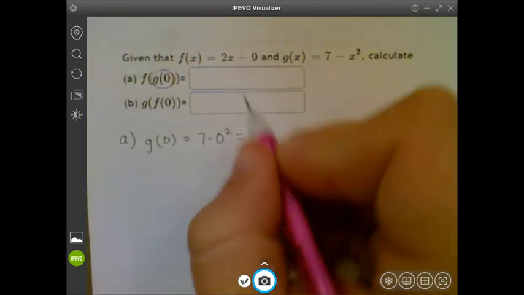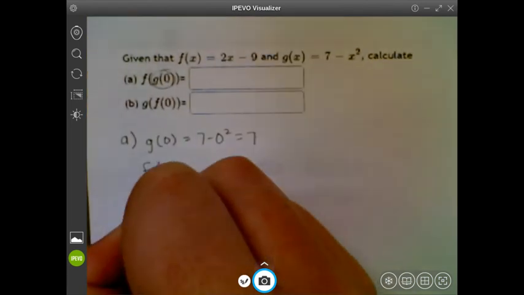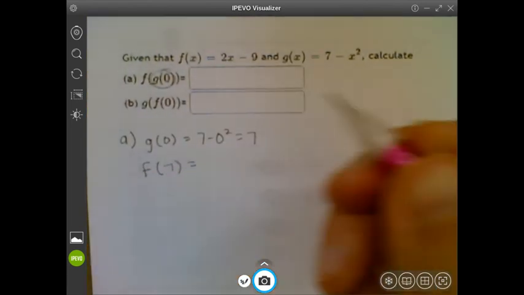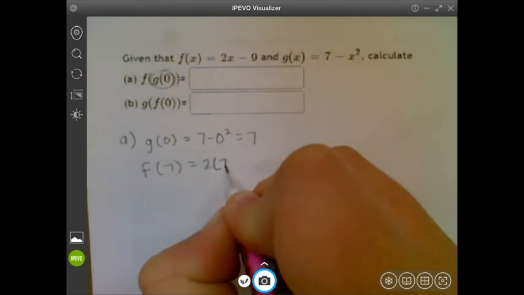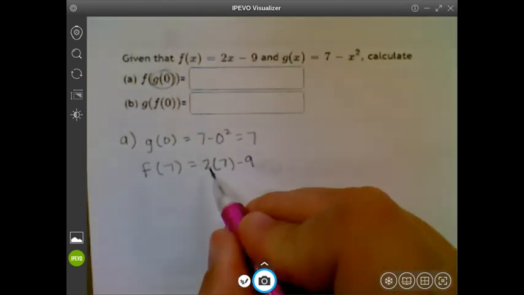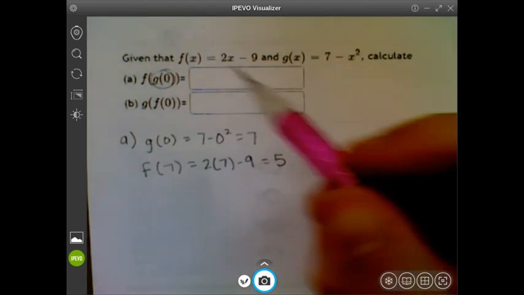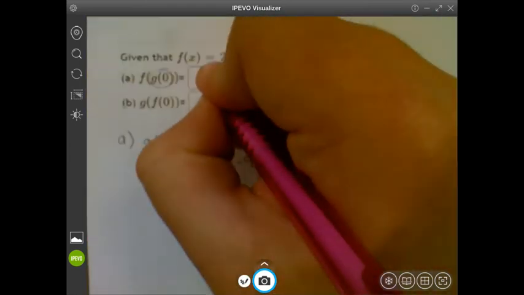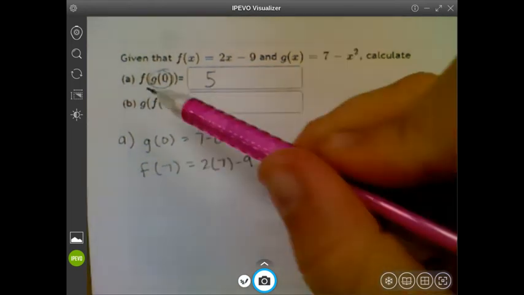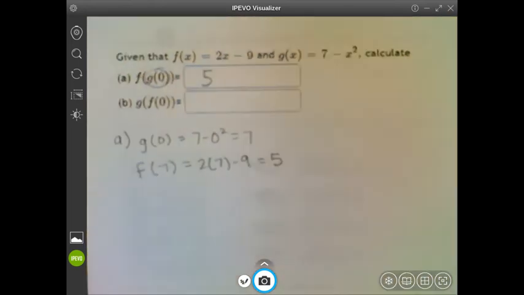So then we're going to take that 7 and plug it into f. So f of 7 is equal to 2 times 7 minus 9. 14 minus 9 is 5. So f of g of 0 is equal to 5. So you took your answer from g of 0 and plugged that into f.